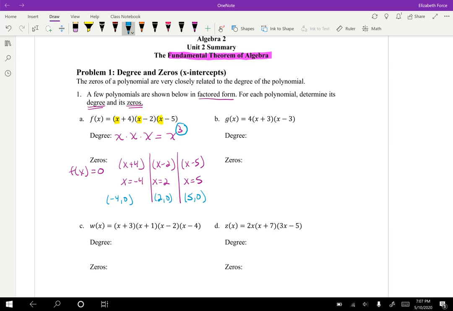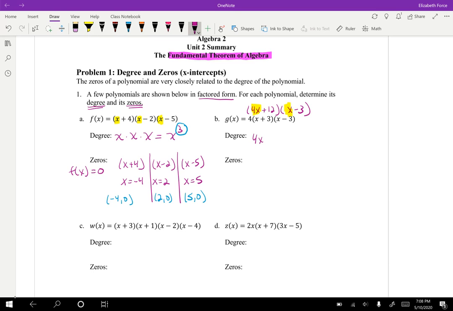All right, let's move over to B. And as we're going through this, I want you guys to start seeing if you can make a connection between the degree of a polynomial and the amount of zeros that a polynomial has. So if we look at B, I personally like to distribute that outside coefficient of 4. So I'm going to multiply it into this first factor. I'm going to rewrite g of x as 4x plus 12 times x minus 3. And I do this just because I think it helps me figure out the correct first term.